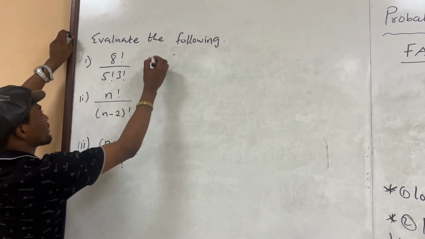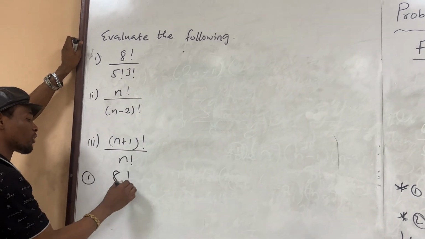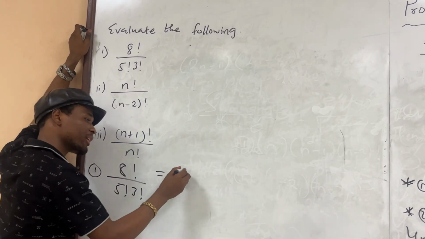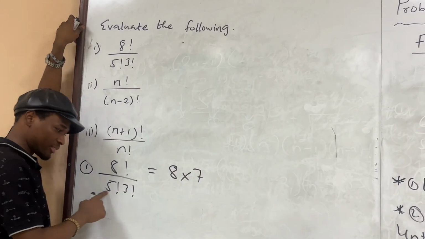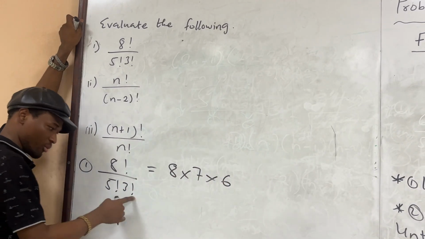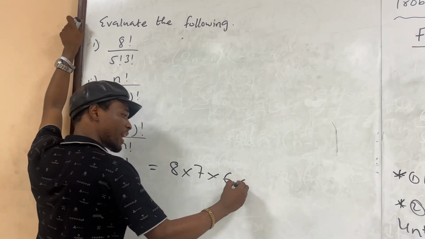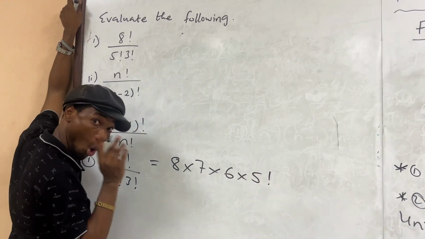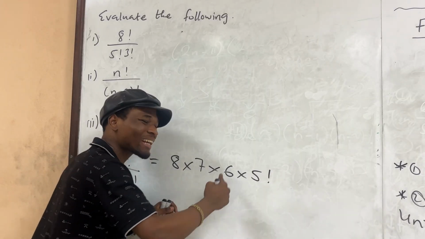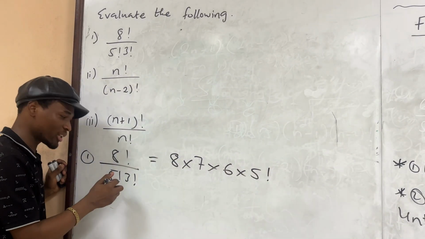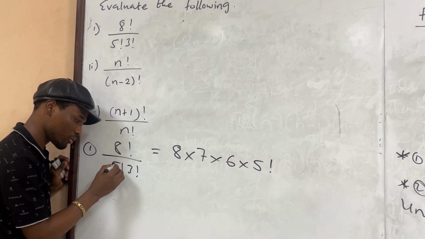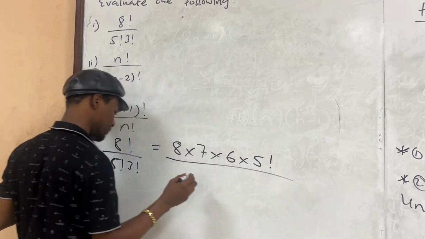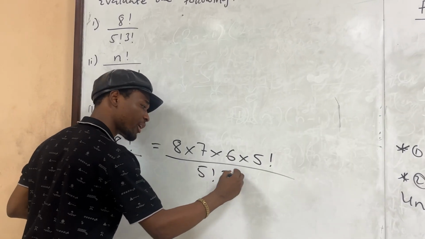So the first one we have 8 factorial over 5 factorial times 3 factorial. So this is 8, then times 7. You don't have 7 here, right? So times 6. You don't have 6 here, so I can still move further. Let's say times 5. I have 5 here, right? So I can end at 5 factorial, or I can do the same multiplication and end at 3 factorial. So it's either you end at 5 factorial or 3 factorial. Alright, good. Then all over, I have 5 factorial, then times 3 factorial.